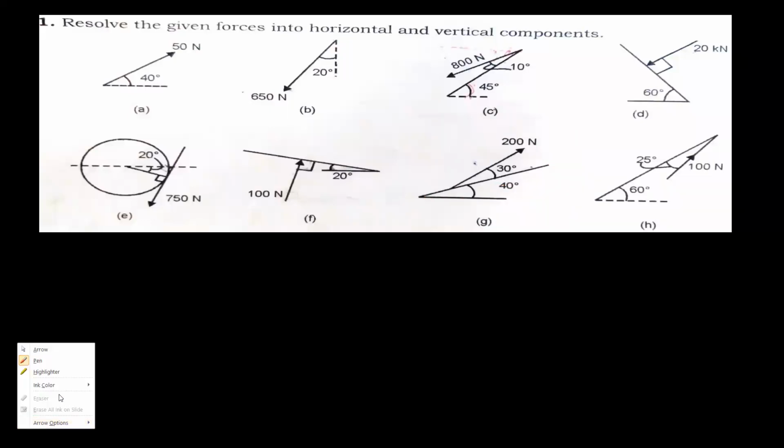Now refer the last problem. That is the problem H. So for this problem, the force F, which is 100 Newton, the angle of force is given 25 degree with respect to this inclined plane, and for this plane, angle is 60 degree with respect to horizontal or ground. So we have to find out the x and y component. So for that, we can select this point as the origin.